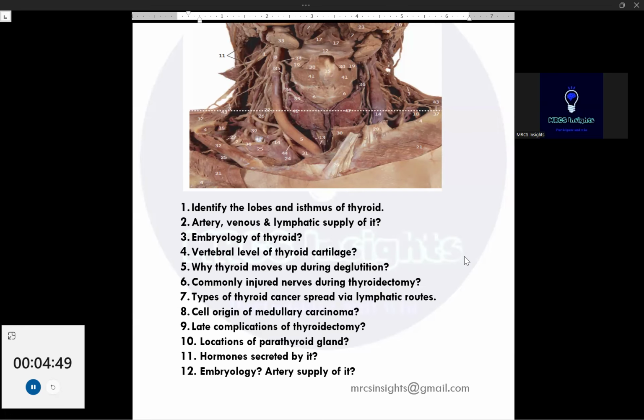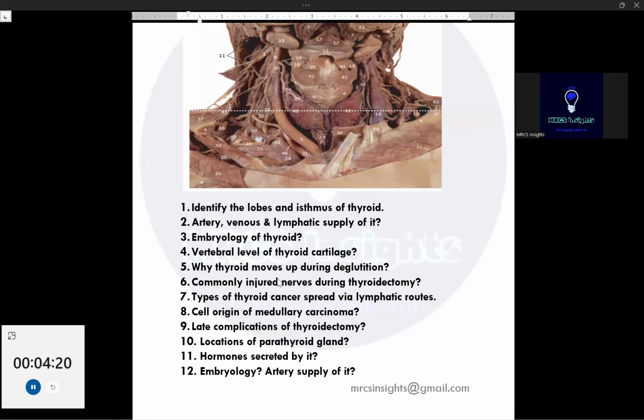Okay. So now tell me the embryology of the parathyroid gland. The superior parathyroid gland originates from the fourth pharyngeal pouch, while the inferior parathyroid gland arises from the third pharyngeal pouch along with the thymus. Excellent. So what is the blood supply of the parathyroid gland? The parathyroid gland is supplied by the inferior thyroid artery, and drained by the inferior thyroid vein.